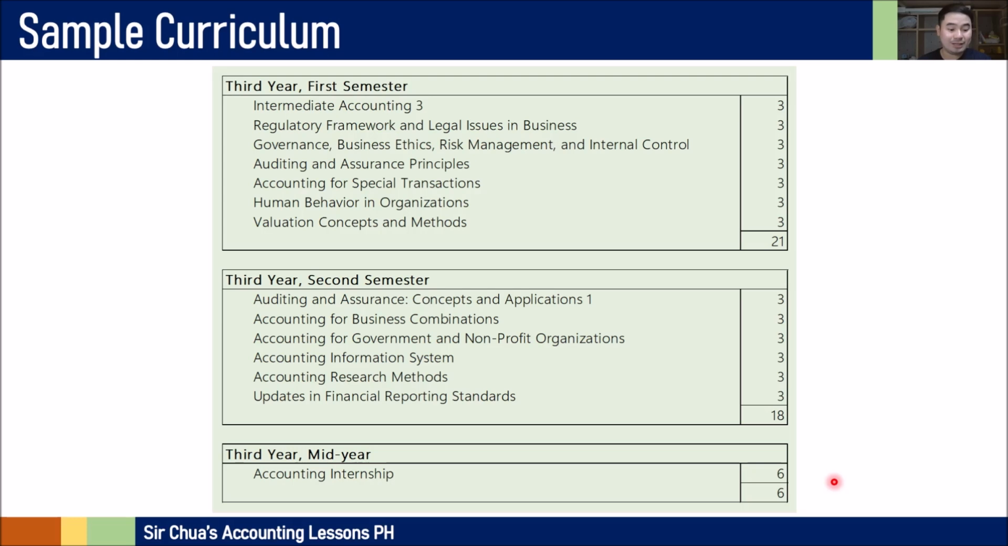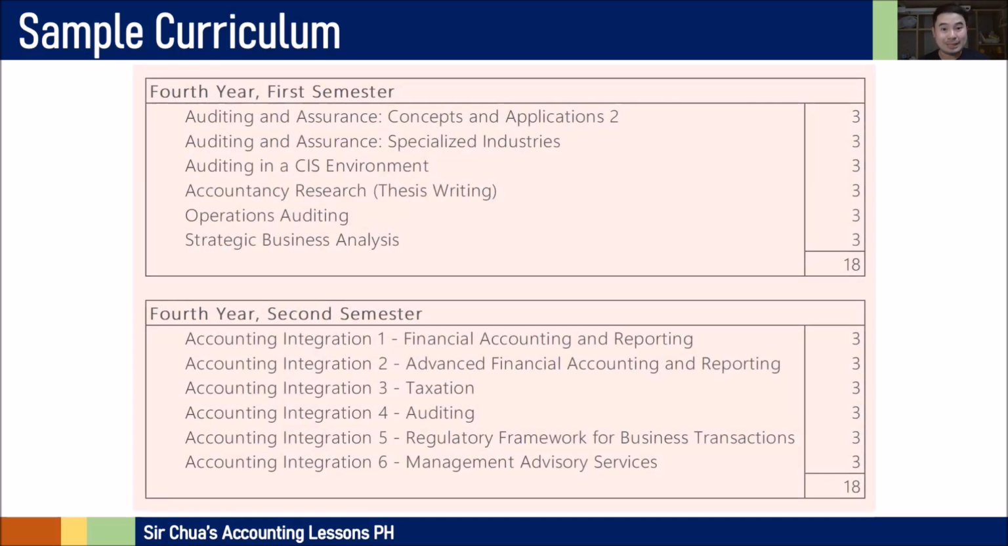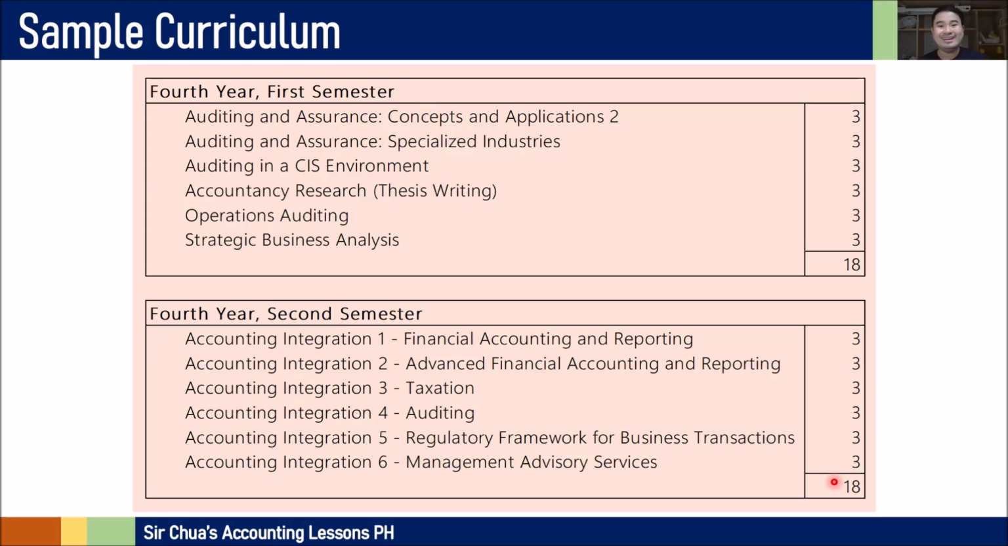Tapos, eto na, graduating ka na. No? Yung mga nanay mo excited na ikaw ay makitang naka-black toga in PICC. Okay? So, usually, the fourth year, first semester is finishing all of the kulang na lang. Ganon, no? All of your remaining auditing subjects, operations auditing, strategic business analysis. Depende sa school kung paano nila i-schedule. And then may mga school na yung accountancy research talagang diretsong thesis writing. No, hindi research proposal lang. Talagang full-blown thesis. Depende sa school.